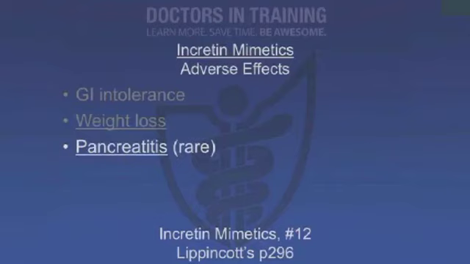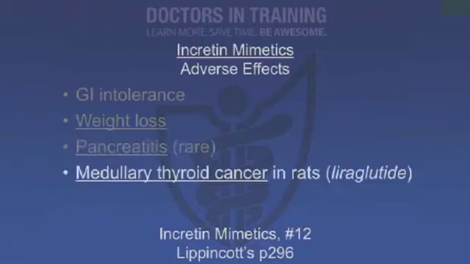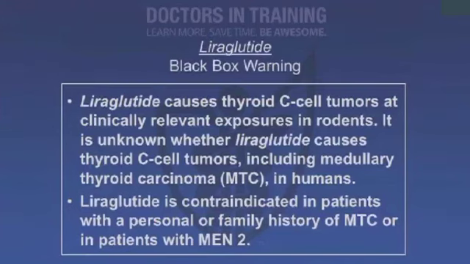There's a rare incidence of pancreatitis with these drugs, so you need to be aware of that. And it's important to know that liraglutide has an increased risk of medullary thyroid cancer in rodents, in lab rats and that sort of thing. So patients who have a strong family history of thyroid cancer, if they have the multiple endocrine neoplasia syndrome, and they're at high risk of medullary thyroid cancer, there's a black box warning on liraglutide that they shouldn't take it because of the increased risk of thyroid cancer.